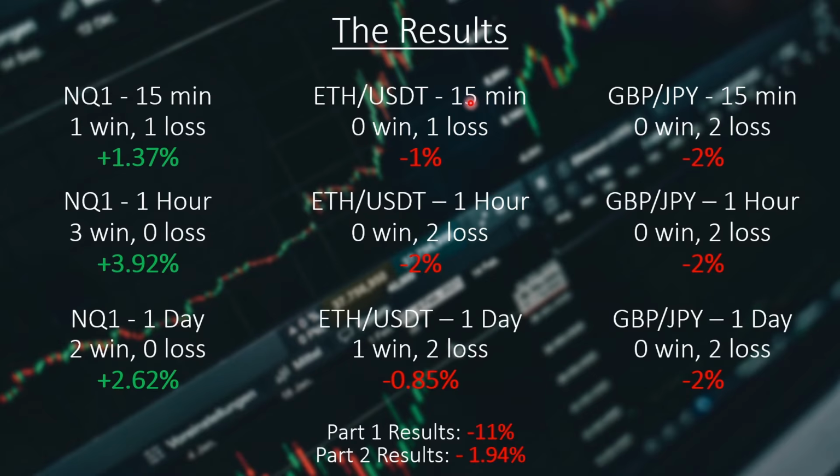Now to quickly summarize the results, NQ1 50-minute chart, a positive 1.37% net profit, on the 1-hour chart a positive 3.92% net profit, and on the daily a positive 2.62% net profit. On ETH/USDT 15-minute a 1% loss, on the 1-hour a 2% loss, and on the daily a 0.85% loss. And the worst one was GBP/JPY with 2% loss on each time frame. And at the bottom I noted the part 1 results, which was a negative 11% net profit, and the part 2 results a negative 1.94% net profit. So it is an improvement, but it's still losing.